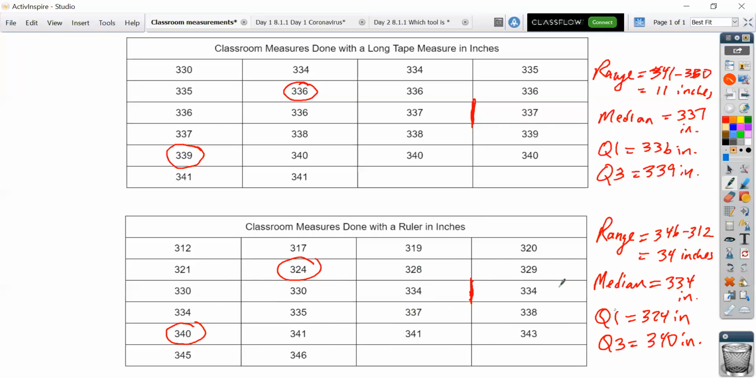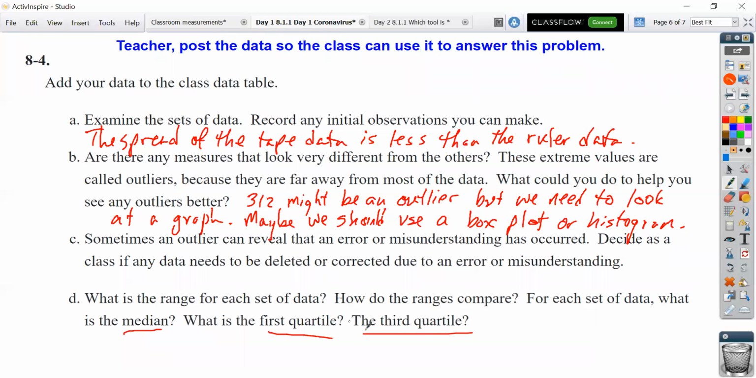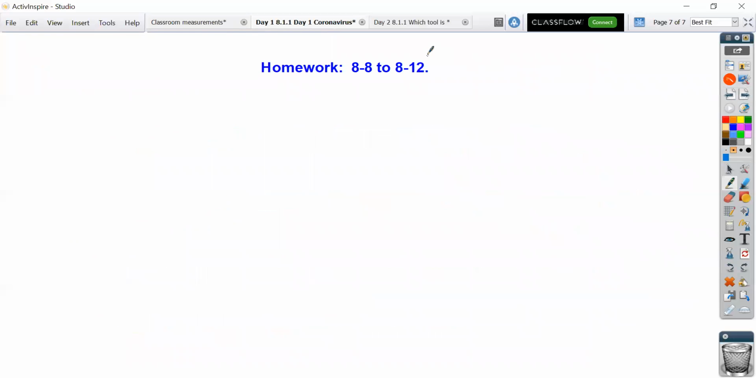I hope you did. Okay, keep that data because we're going to need it for day 2's lesson. So we will use that data for problem 8.5, which will be on the next video. Your homework that I need you to try and complete on your own is 8-8 to 8.12. And I will have the answers to that homework at another time. But for right now, try that tonight for homework.